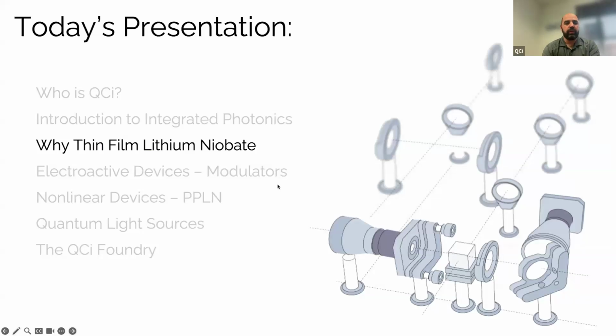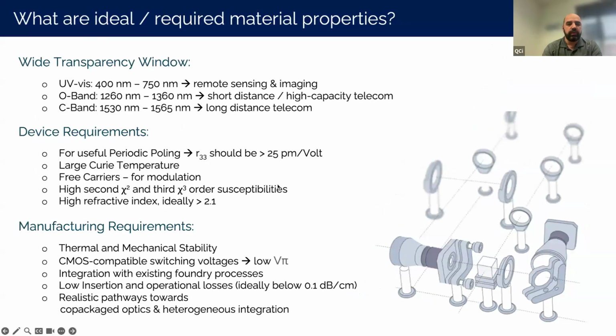So why did we choose thin-film lithium niobate of all the materials that are available to us to work with? It's certainly not a standard material like silicon, for which there are decades of process technology and process knowledge available. So if we are moving away from that knowledge, there has to be a good reason to do so. And we believe there is one.